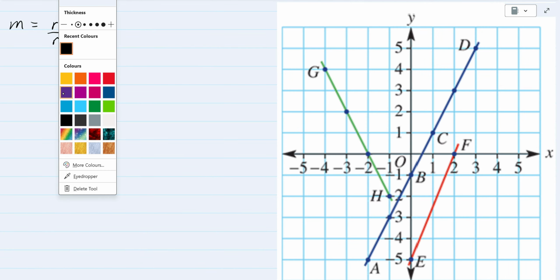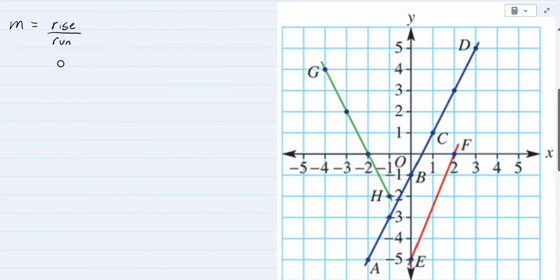Let's do it in orange. We're going to go from C up. How do we get to that point D? We're going to go up. How many spaces do we have to go up? We have to go up 1, 2, 3, 4. From 1 to 5 is a rise of 4.